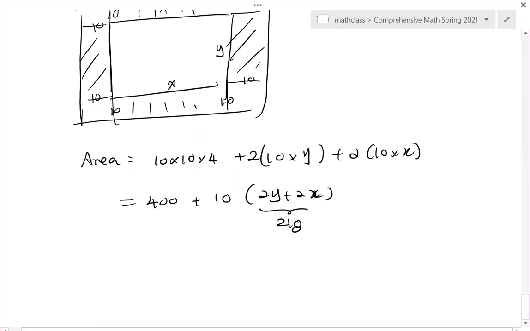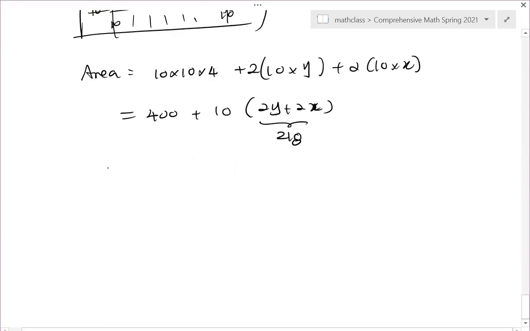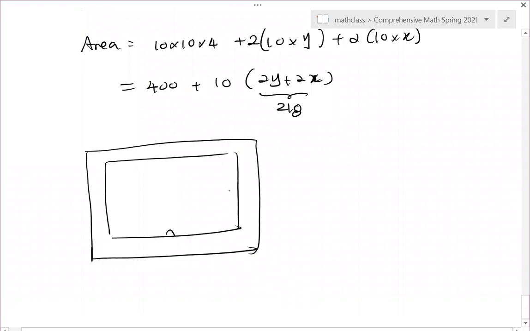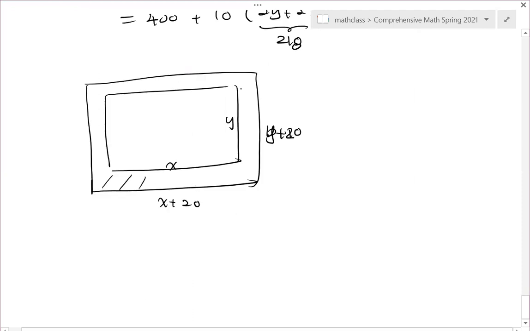Now there's another slightly different way, but the same idea. You still have to name the variables. This side is x, this side is y. Then this side is x plus 20, and this side is y plus 20. So the area of the shaded region is going to be the difference: the area of the larger one minus the area of the smaller one.